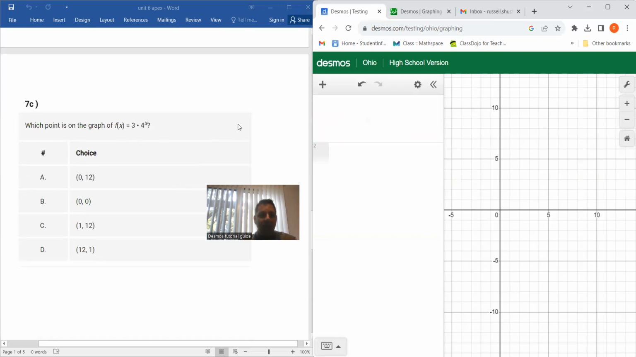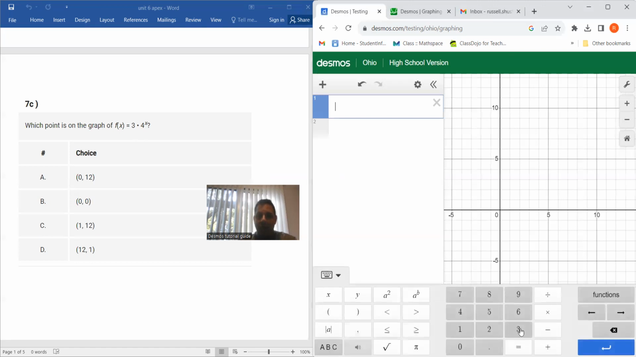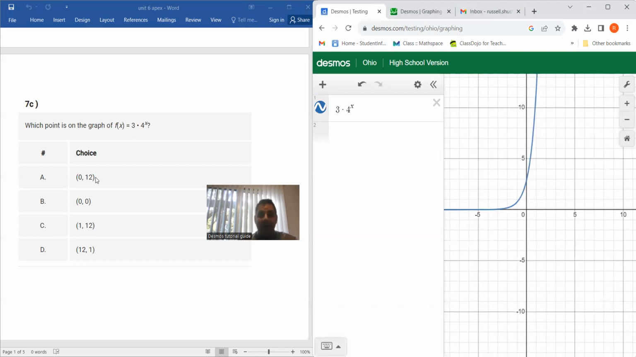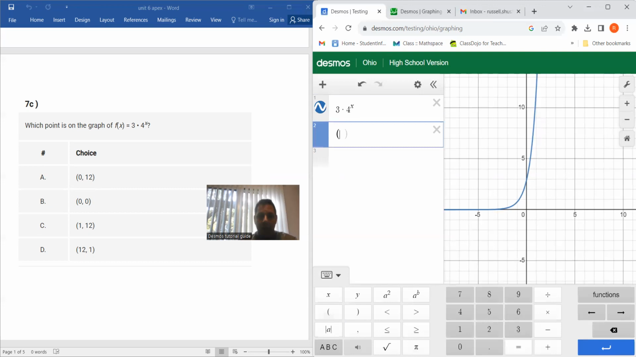Which point is on the graph? So the first thing I'm going to do is graph this function. 3 times 4 raised to the x power. And I get a nice exponential graph here. Now I can, on another tab, systematically just start putting these points in as we did earlier with the lines. I can do the exact same thing with an exponential function. And I don't see, yep, there it is. See, 0, 12 is not on the graph. If I plug in 0, 0, it's over here, not on the blue graph.